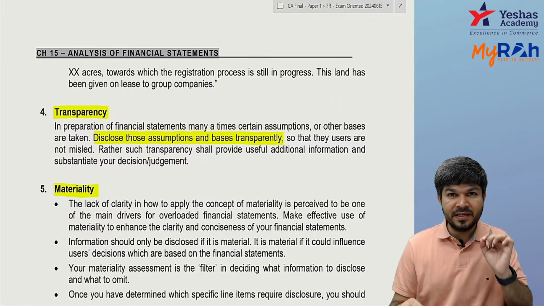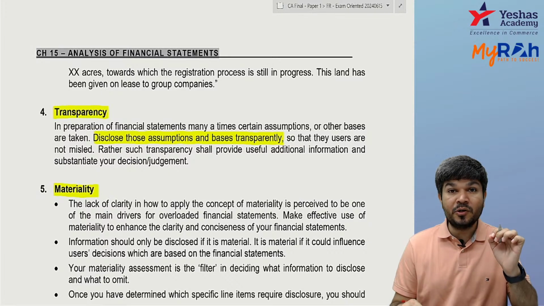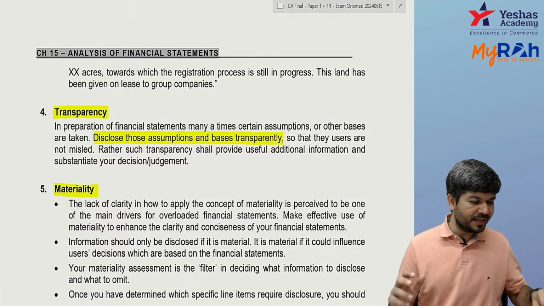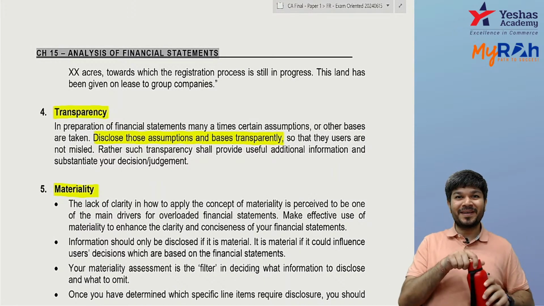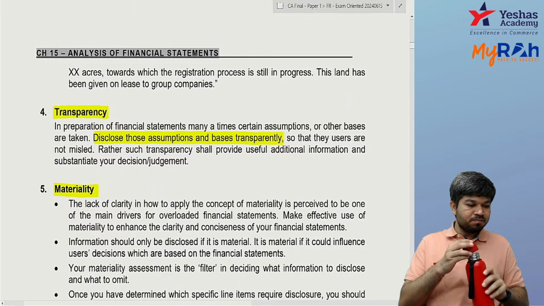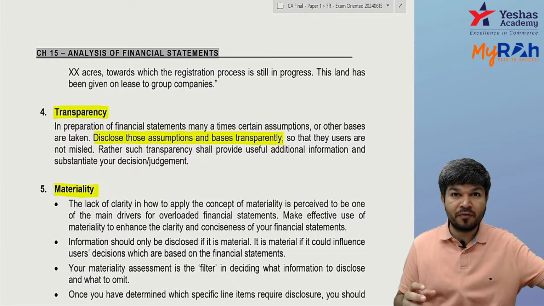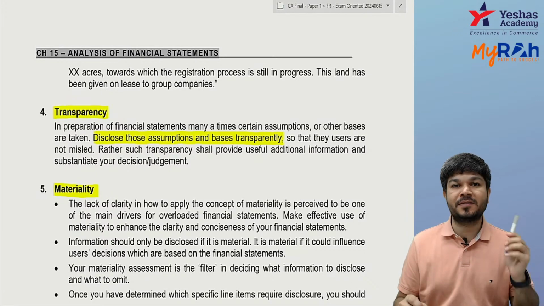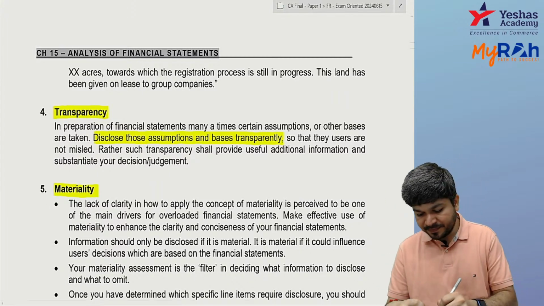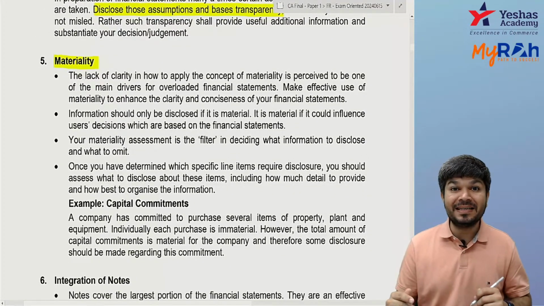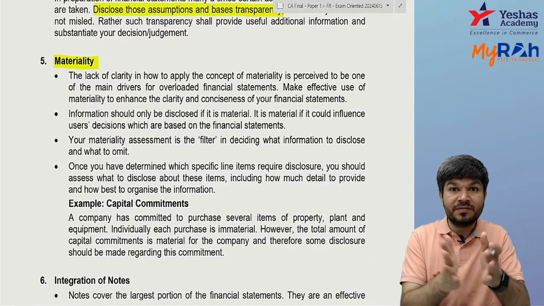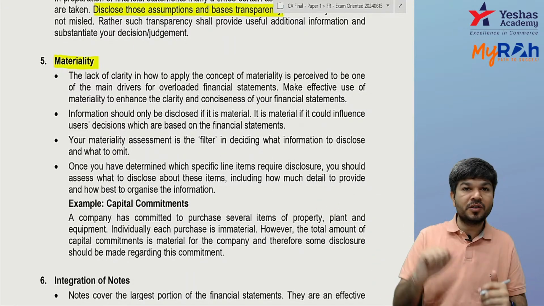You remember, if something is immaterial and I don't follow Ind AS over there, is it okay? Definitely yes. Ind AS are intended to apply only for material items. And materiality is a kind of filter: what to disclose, what not to disclose. If it's material, disclosure required. Not material, disclosure not required.